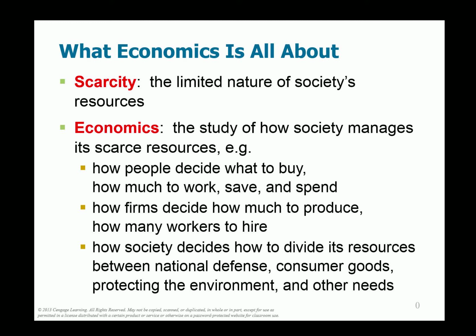We look at individuals, what they buy. We look at firms, how much they produce. And then we'll also look at how society decides to divide its resources. Sometimes they decide to build freeways. Sometimes they decide to start a war. The resources are allocated in different ways, and so we're going to go ahead and study that.